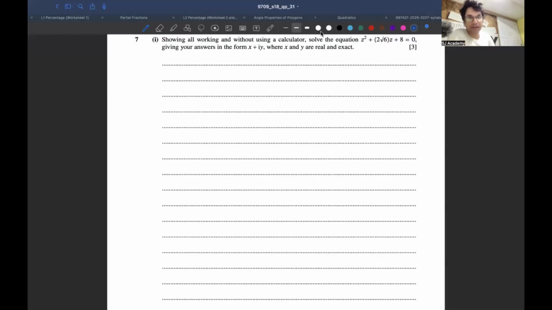In question 7, it says that showing all your working and without using a calculator, solve the equation z squared plus 2 root 6 z plus 8 equals 0, giving your answer in the form x plus iy. As it is a quadratic equation, we'll simply apply the quadratic formula. The coefficient of z squared is 1, so a is equal to 1. The coefficient of z is 2 root 6, so b is equal to 2 root 6. And the constant term is 8, so c is equal to 8.